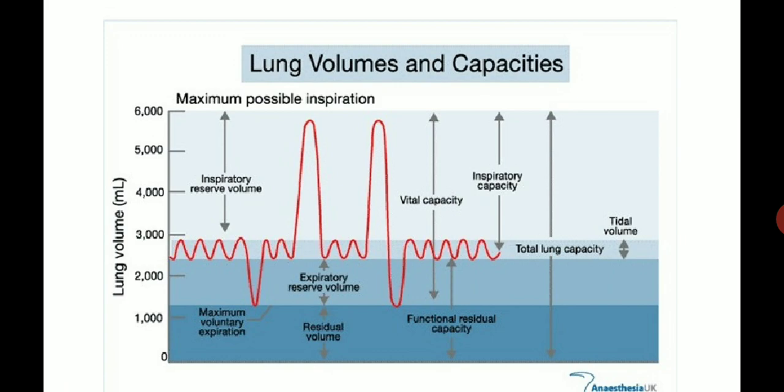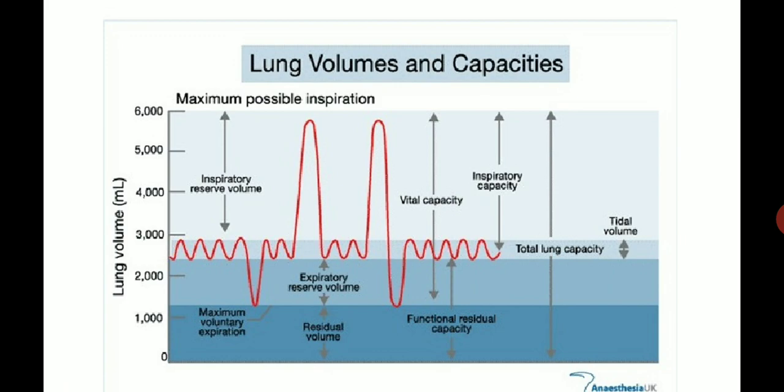The second is inspiratory reserve volume. Air that can be drawn in forcibly over and above the tidal air, which is also called complemental air. See the graph and you can see over and above the 500 ml, another 3000 ml of air can be drawn in forcibly, and that is the complemental air.